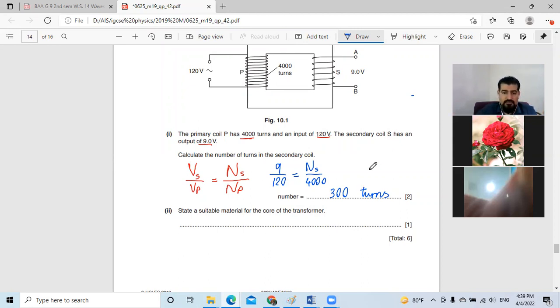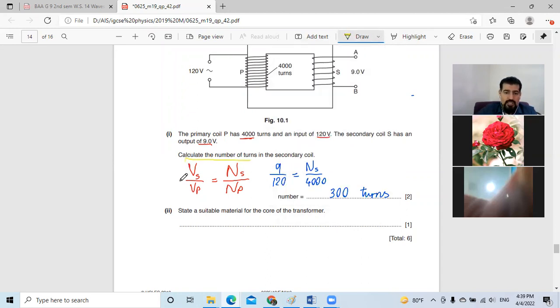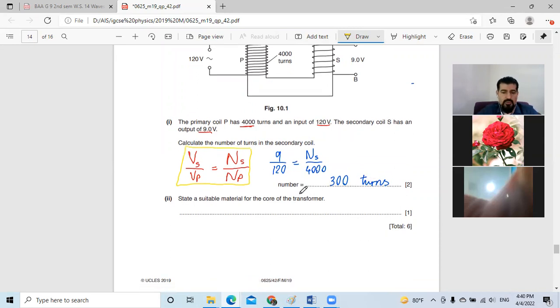Clear? So this formula is called the transformer ratio. We have to know it, and they usually ask about it in a multiple choice question or a paper 4 question.